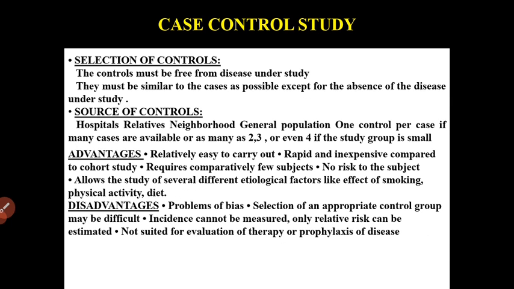First, problems of bias. Second, selection of an appropriate control group may be difficult. Fine. Third, incidence cannot be measured. Only relative risk can be estimated. Fourth, not suited for evaluation of therapy or prophylaxis of disease. Fine. This is just the study to understand the case and its control.